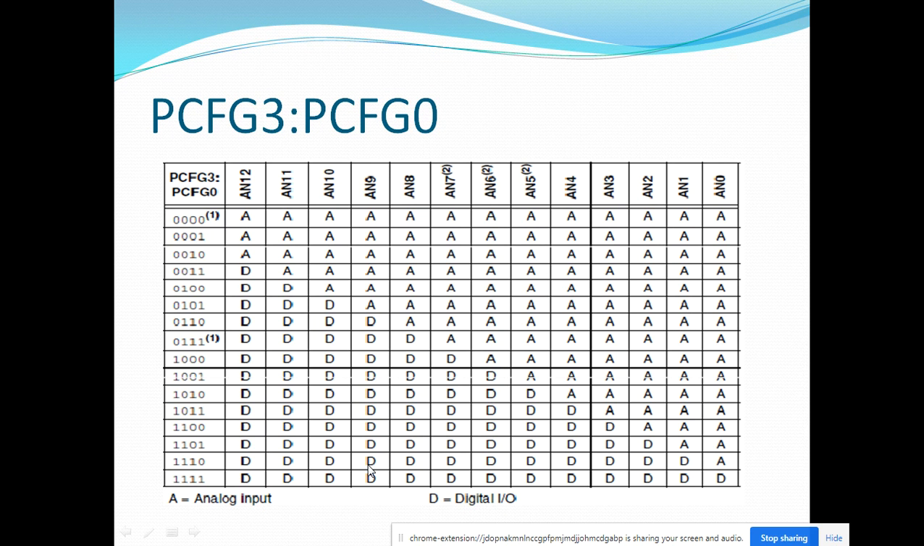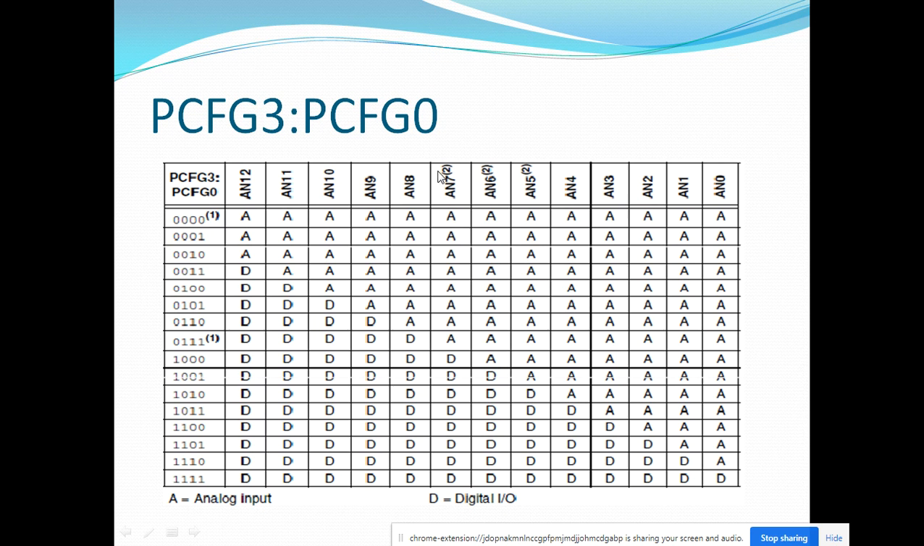So if I want to use only AN0 as analog, then what value should I write to these port configuration bits? I should write 1110, because only AN0 is enabled as an analog input and the remaining pins I can use as digital IO. If I want to use AN4, then I should write 1010, making AN4 analog, and the remaining pins can be used as digital IO.